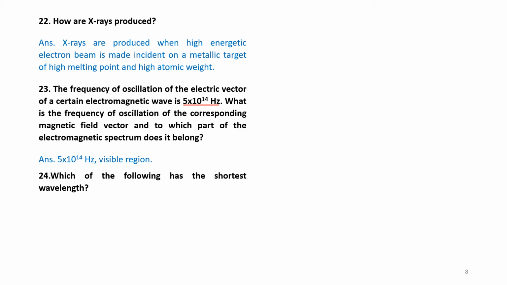Question number 24. Which of the following has the shortest wavelength? Microwave, ultraviolet rays, X-rays. Here you have to recollect the saying I had told you, radio mirchi, I love you, X-ray gun. So, X-rays has the shortest wavelength.